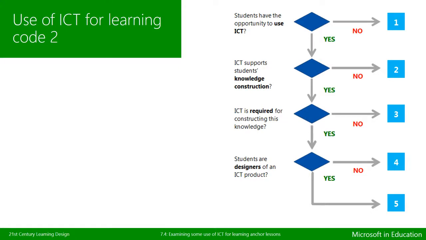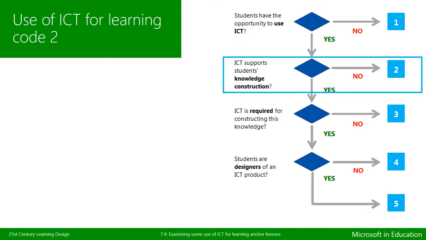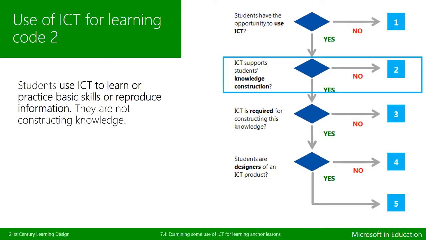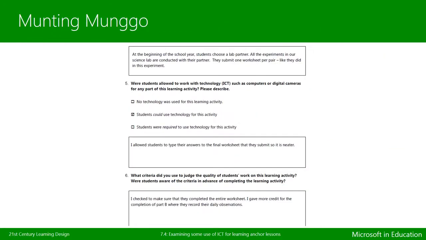The Munting Munggo learning activity is a code 2. That is, students use ICT to learn or practice basic skills or reproduce information. They are not constructing knowledge. Where did we get the evidence for this? Students typed the final worksheet that they submitted, but the ICT was not used to construct knowledge.